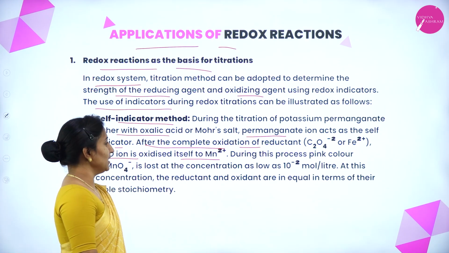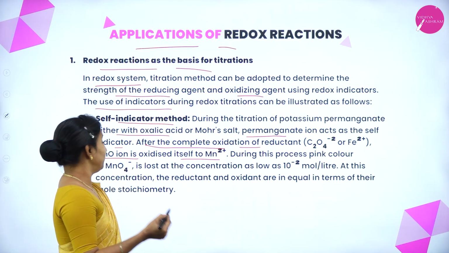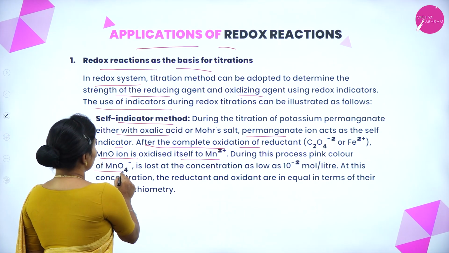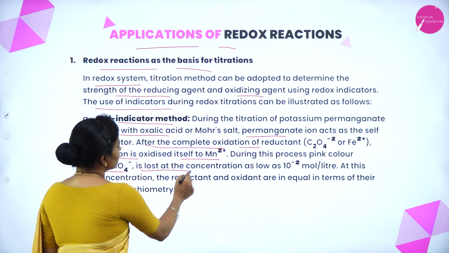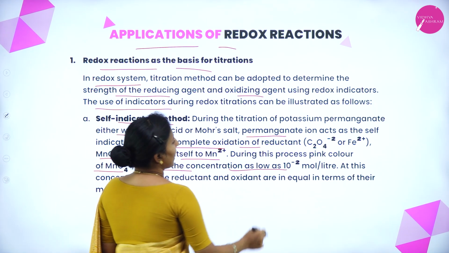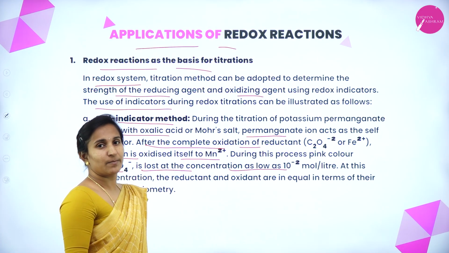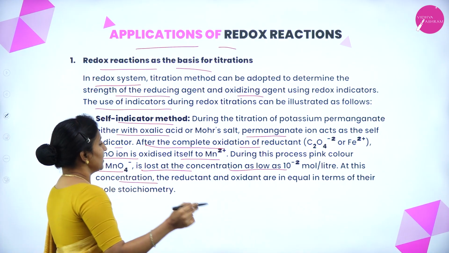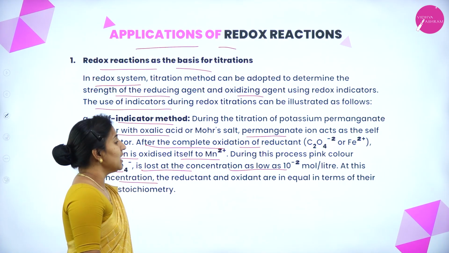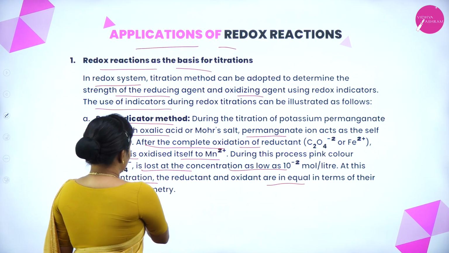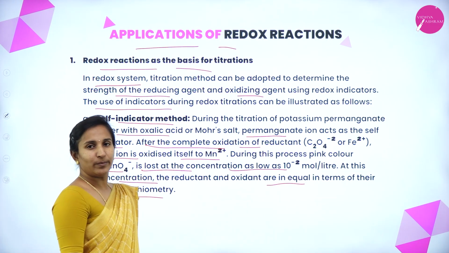During this process, a pink color is obtained, that is, the permanganate ion is lost at a concentration as low as 10 power minus 2 mole per liter. At this concentration, the reductant and oxidant are equal in terms of their mole stoichiometry.